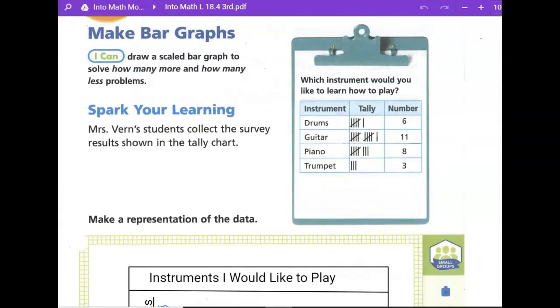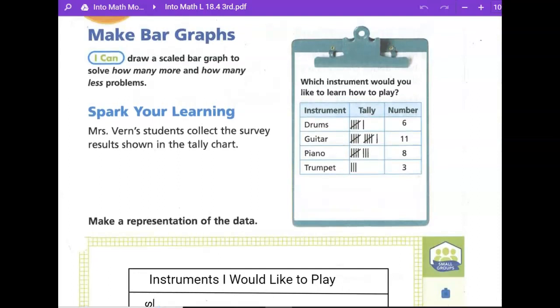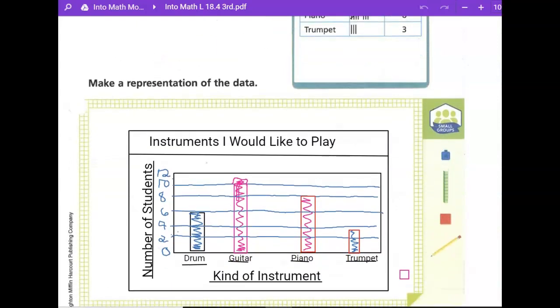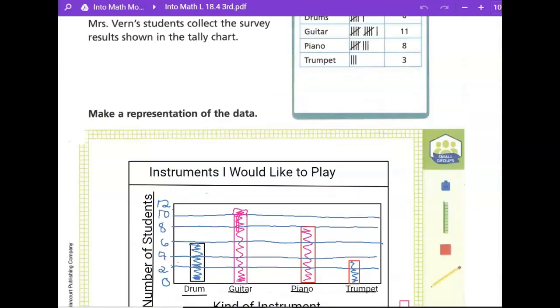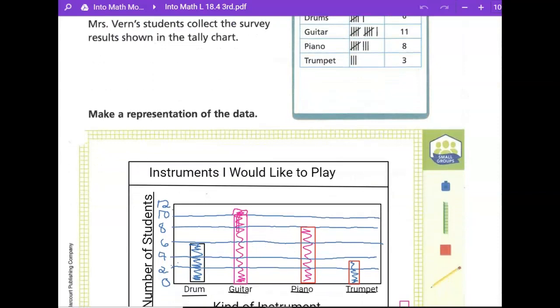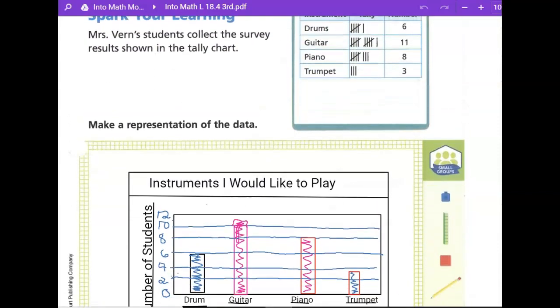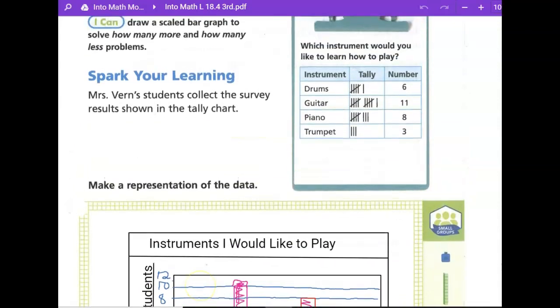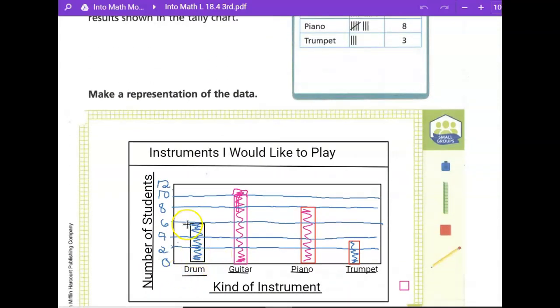As you can see, I put a title on it, instruments I would like to play. And then I had to decide my scale for my number of students, if I would go by 2s or 4s or 6. And I saw that my range was from 3 to 11, and so I decided I could go by 2s. And so I graphed the drum right here, and it says 6 in the tally chart. So I drew my bar up to 6 and I shaded it in.